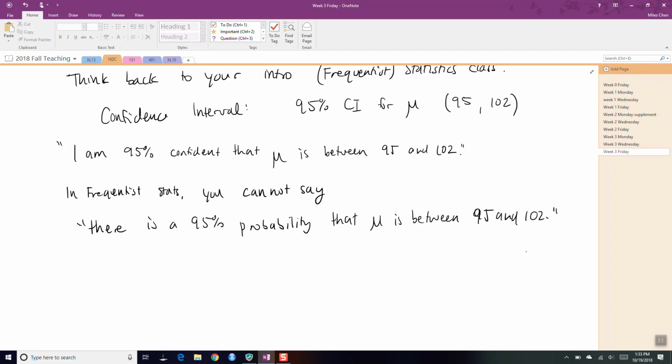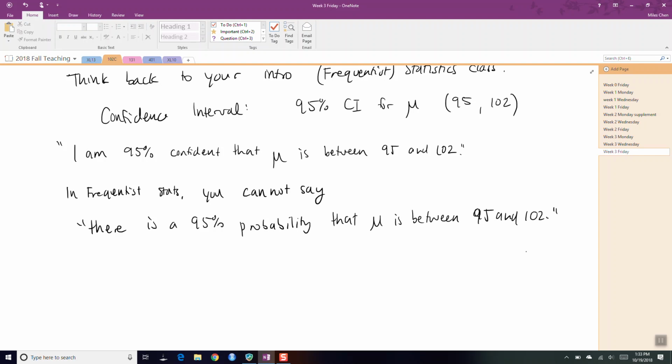Yes? Okay. All right. And what is the reason why we cannot say there's a 95% probability that mu is between 95 and 102? Yes? Because it is or it isn't, right? We said that mu is either in this interval, 95 and 102, or it's not, okay? Because in frequentist statistics, mu is a fixed value. It is determined, and it doesn't make sense to talk about probability in that way, okay?